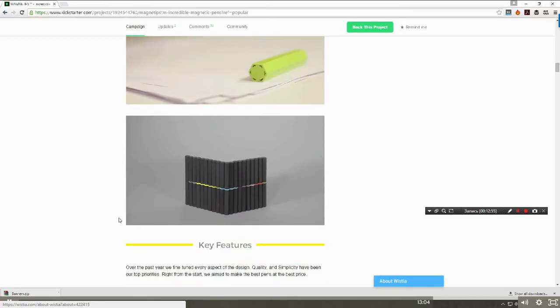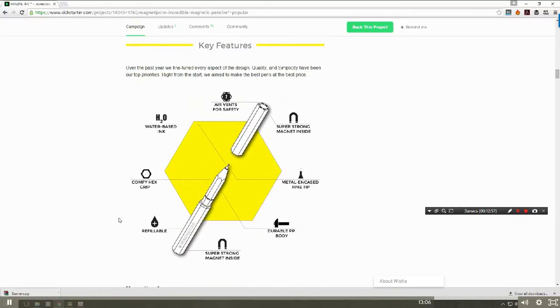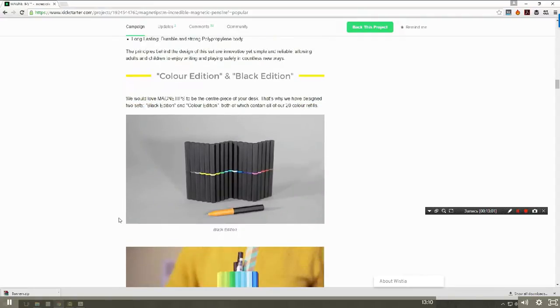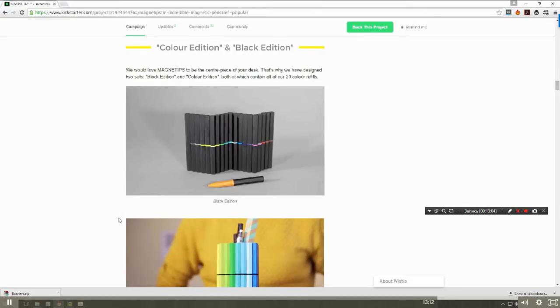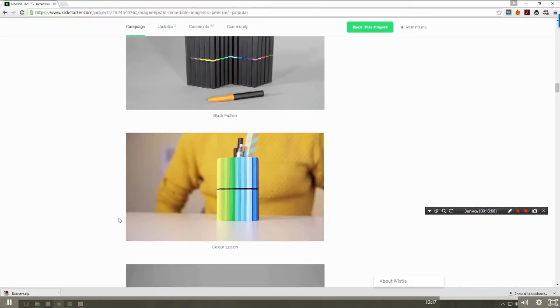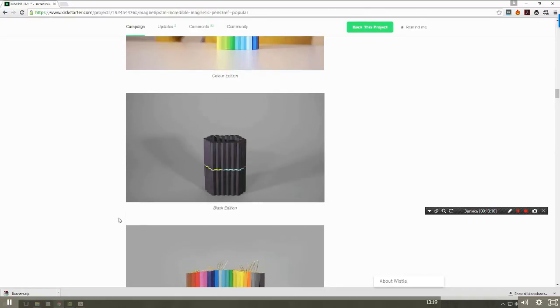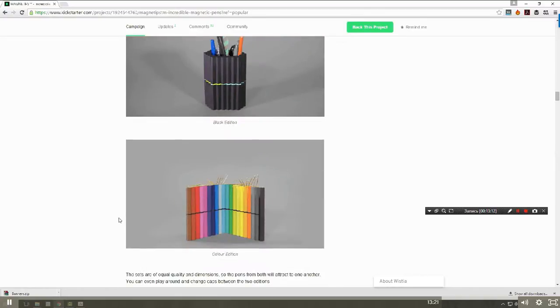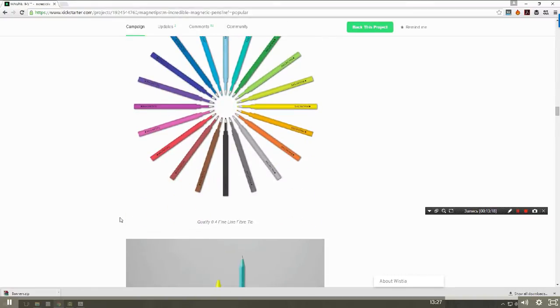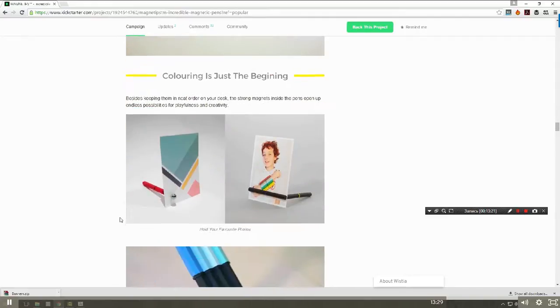Then we see a set of features which describe the advantages of those pens. Then come the types of products. They have a black edition and they have a color edition in here. You see they used a lot of GIF images, with which we basically get how all these work without even watching the video. They have a great design where they show other aspects people can use their pens. Very simple and colorful.